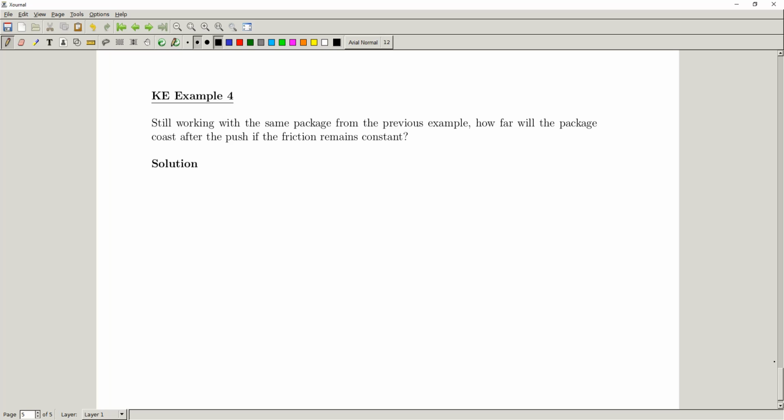Okay, and so let's take a look at the work done by friction here. So let's write down the work done by friction. We know that this is going to be equal to our force of friction. We're going to call this new displacement d prime, and this d prime is just going to be the coast distance.